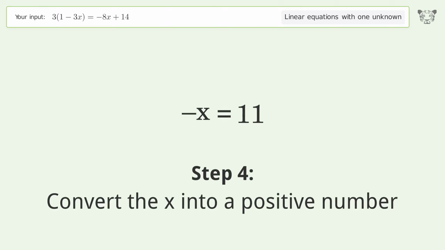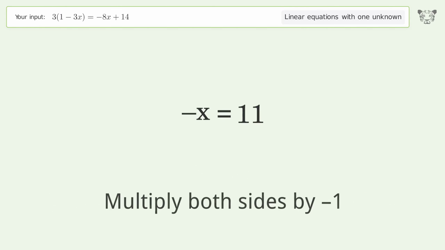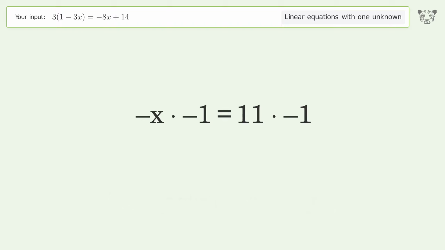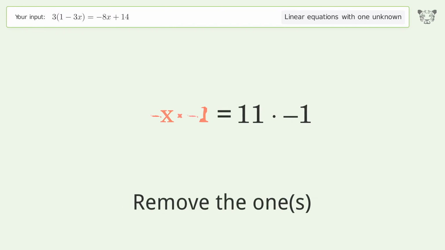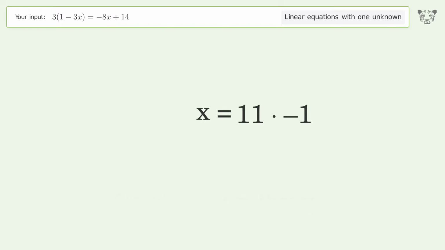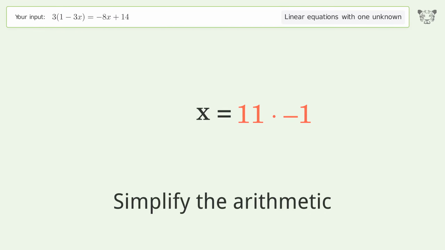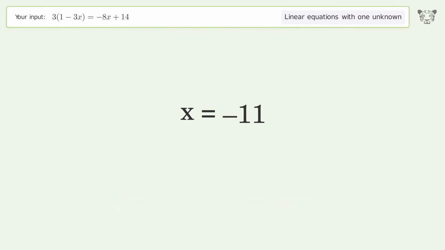Convert the x into a positive number. Multiply both sides by -1. Remove the ones. Simplify the arithmetic. And so the final result is x equals -11.